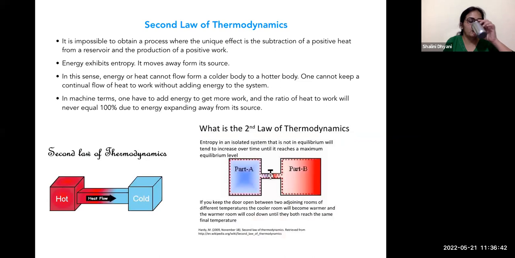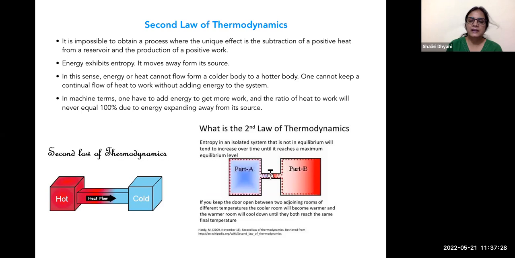Now, the second law of thermodynamics says that it is impossible to obtain a process where the unique effect is the subtraction of a positive heat from a reservoir and production of a positive work. So this says, the second law says that the amount of energy that we give to a system will not go in 100% production of work. As I mentioned in the previous slide, there will be some energy that will escape out. So this escape of energy is basically entropy, and this is the randomness, the chaos, as it moves away from its source. In this sense, energy or heat cannot flow from a colder body to a hotter body.